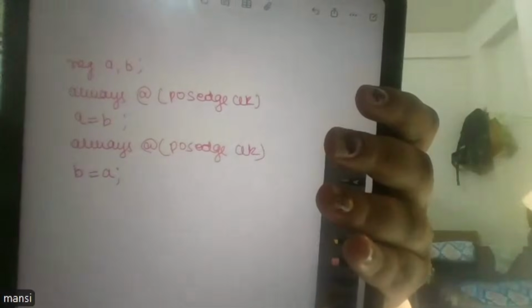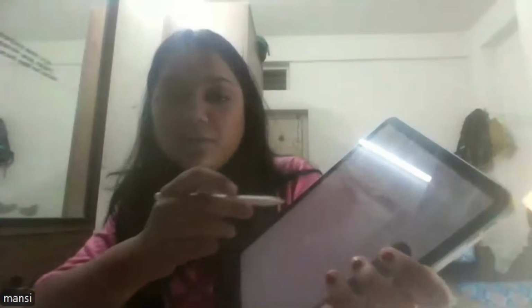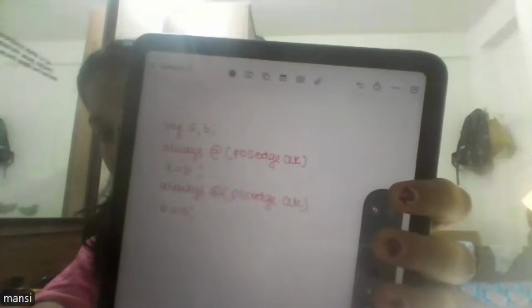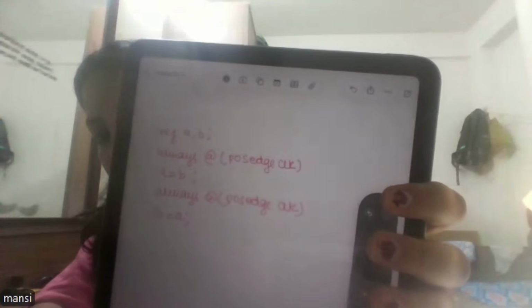Explain it. Both always blocks will occur at the same time. Is what you have written blocking or non-blocking? Why is this blocking and not non-blocking? Non-blocking will assign the value after the clock edge.